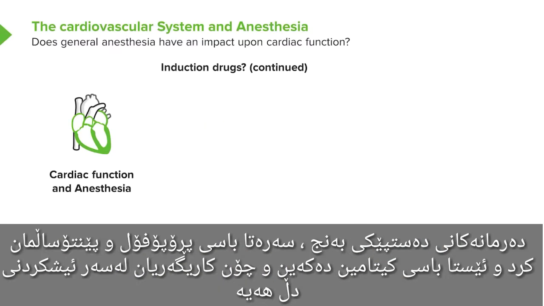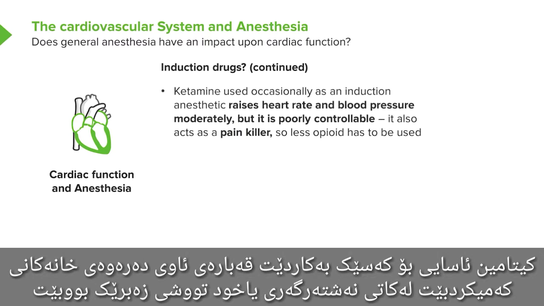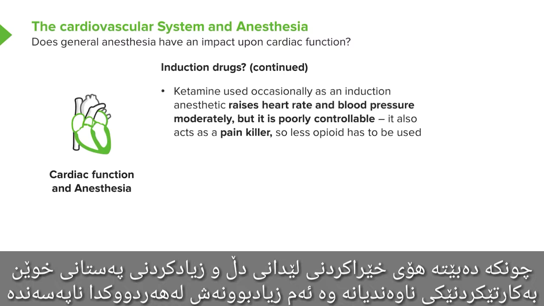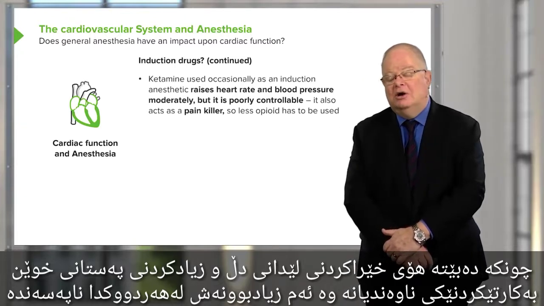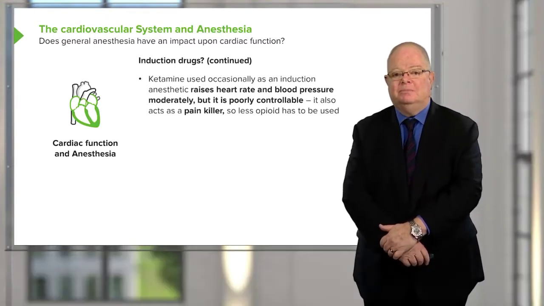So how about the induction drugs? We already mentioned propofol and pentothal. We're now going to talk about ketamine and how it affects cardiac function. Ketamine is often used in patients who appear to be volume depleted at the time of surgery or have had trauma because it increases heart rate and increases blood pressure moderately. The problem is that it can lead to increases in blood pressure that are unacceptable, and it can lead to tachycardia or increased heart rate that's unacceptable.